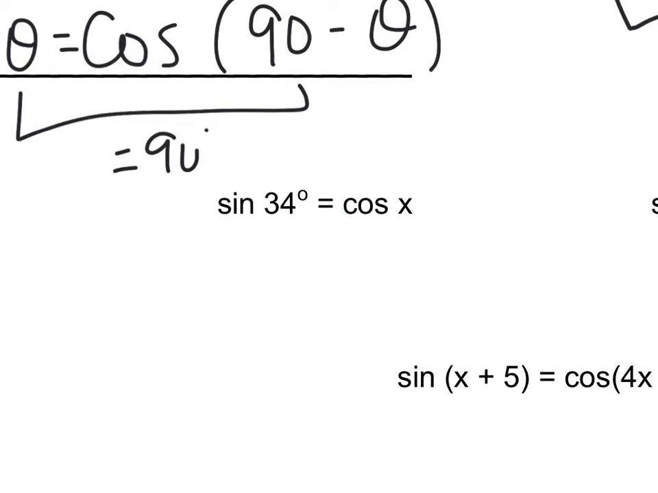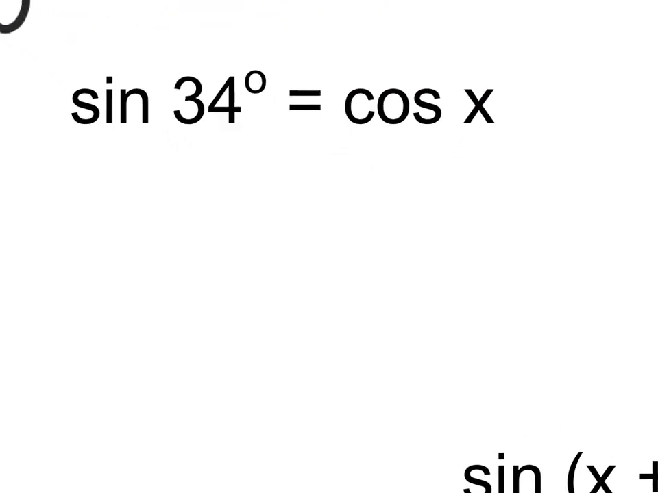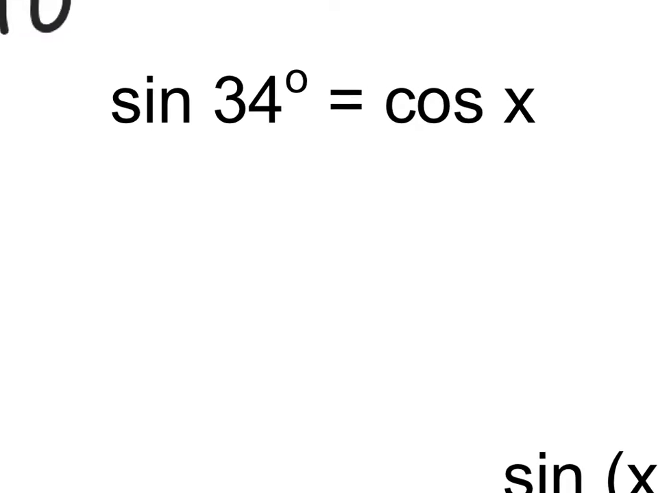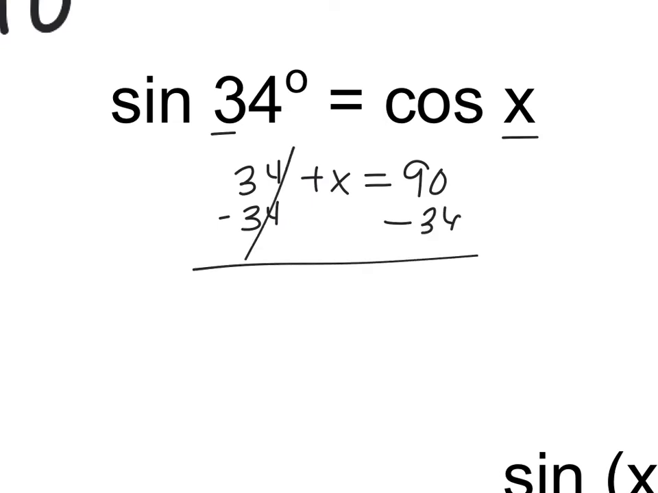Number 2, I have the sine of 34, and I want to find out the value that makes it equal to the cos of x. So again, I just do angle plus angle equals 90. So I get 34 plus x equals 90. This is just a one-step equation. I take away 34 from both sides, and I get x is equal to 56. And that's your final answer.